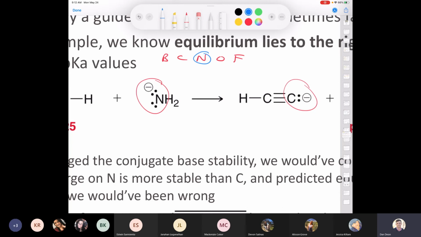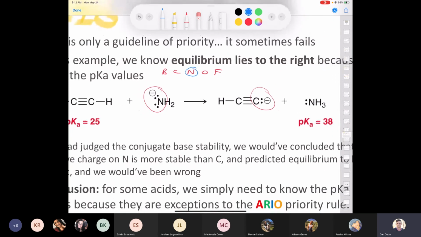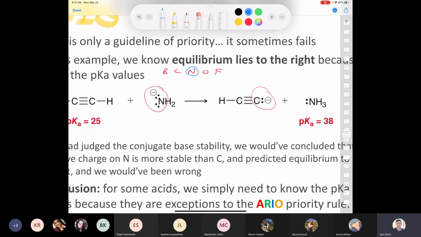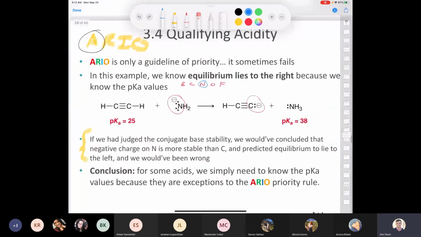Notice I'm using a funny voice because it's not true, or not true in this case. But we can use this to rationalize and say that this will give us the more stable conjugate base, therefore the weaker acid, and we would have gotten the wrong answer. We would have said that the negative charge is more content on the nitrogen, which is more electronegative. So the equilibrium, we would have said, would lie to this side if we were using ARIO, and we would have been incorrect.